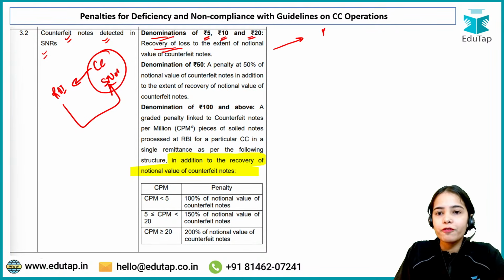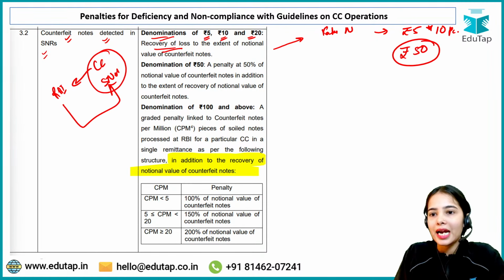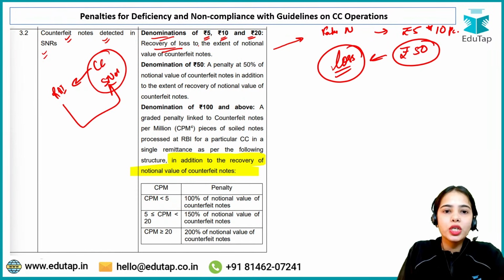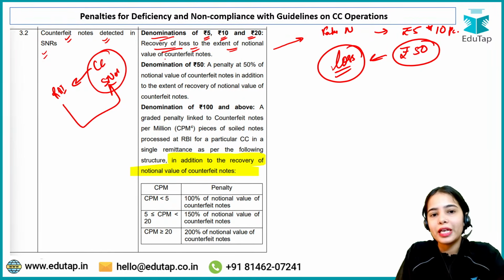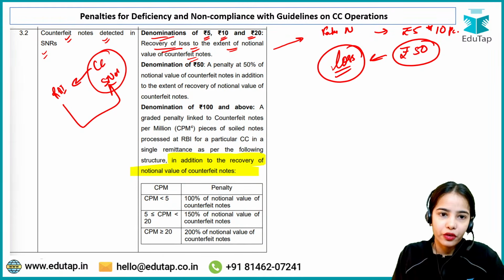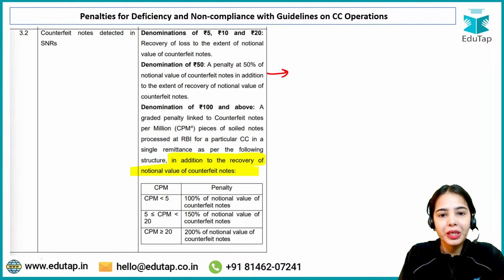That means if the counterfeit note is of rupees 5 in 10 pieces, so rupees 50, that is the loss that will be recovered by the RBI from the currency chest. So recovery of loss to the extent of notional value, that is the face value of the counterfeit note. There is no separate penalty, only the loss will be recovered by the Reserve Bank of India. Okay, denomination of 50 rupees, so a penalty of 50% of face value.